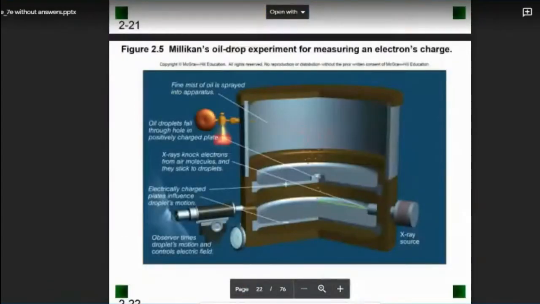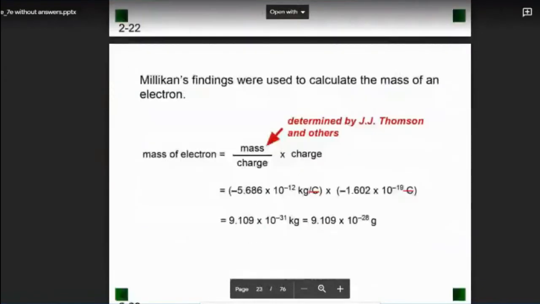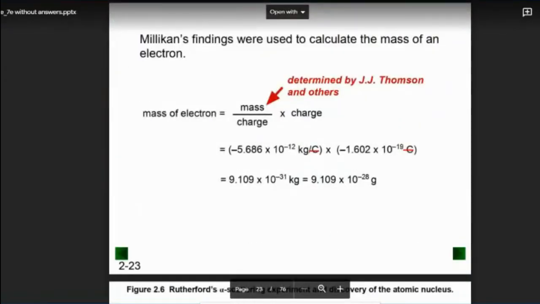Millikan's oil drop experiment. This is relatively quick too. This established a charge-to-mass ratio. What they would do is suspend oil droplets inside a field. They could adjust the field to the point where the droplets would not fall any farther. That gave them a charge-to-mass ratio. And that's what he's explaining here.